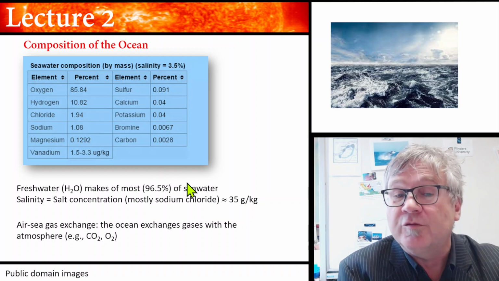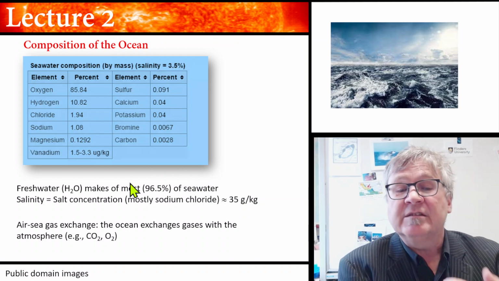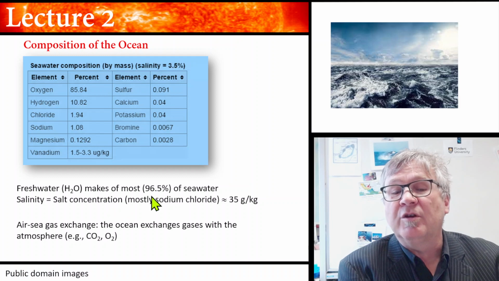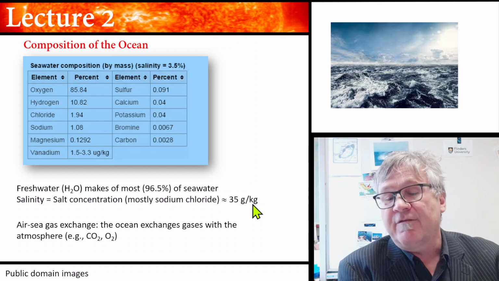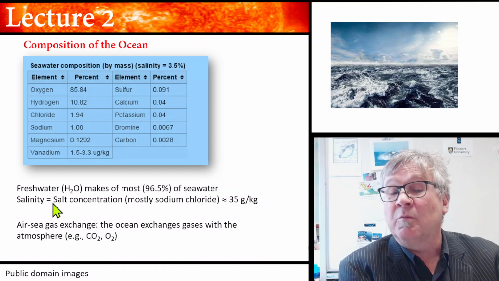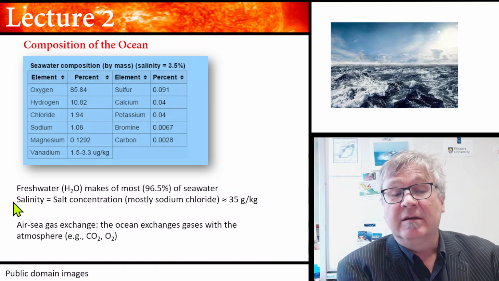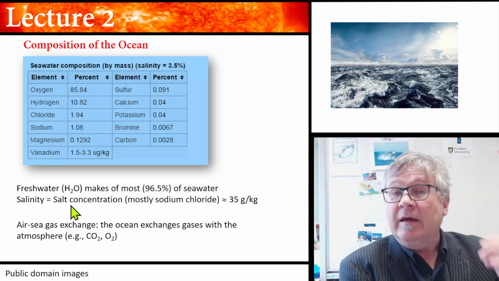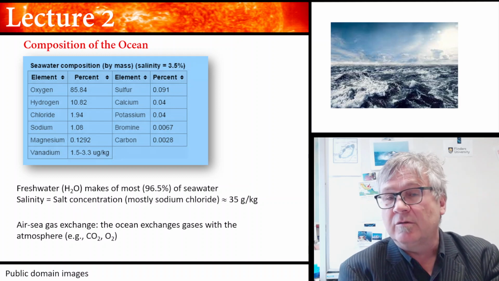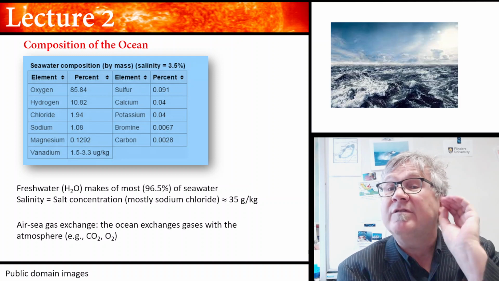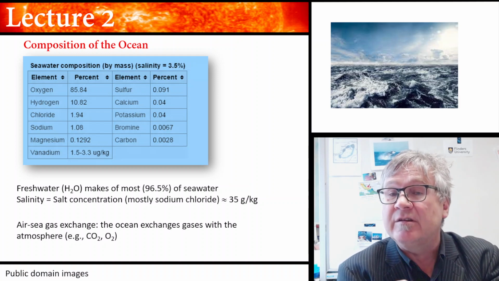Then we have salts. Okay, salt concentration. Mostly sodium chloride makes 35 grams per kilogram on average. Okay, this is what we call salinity, the salt concentration. And the salinity plays an extremely important part in the ocean. Okay, because it influences the density of seawater.